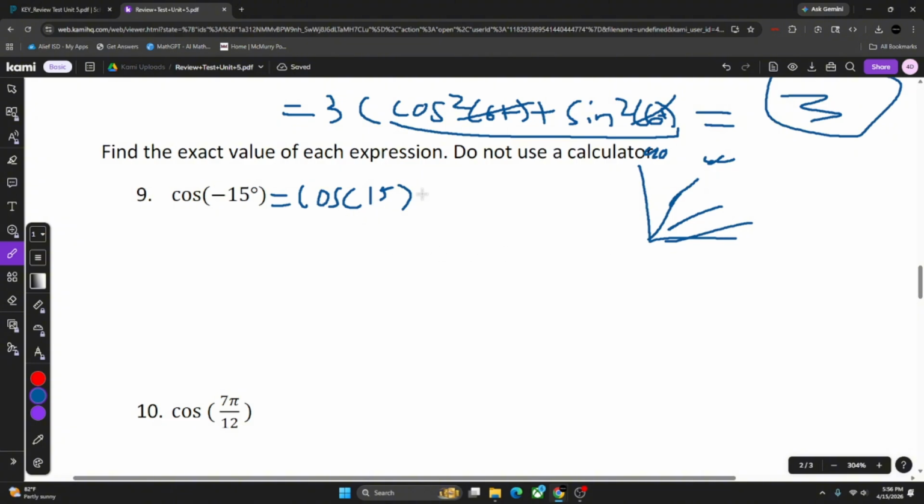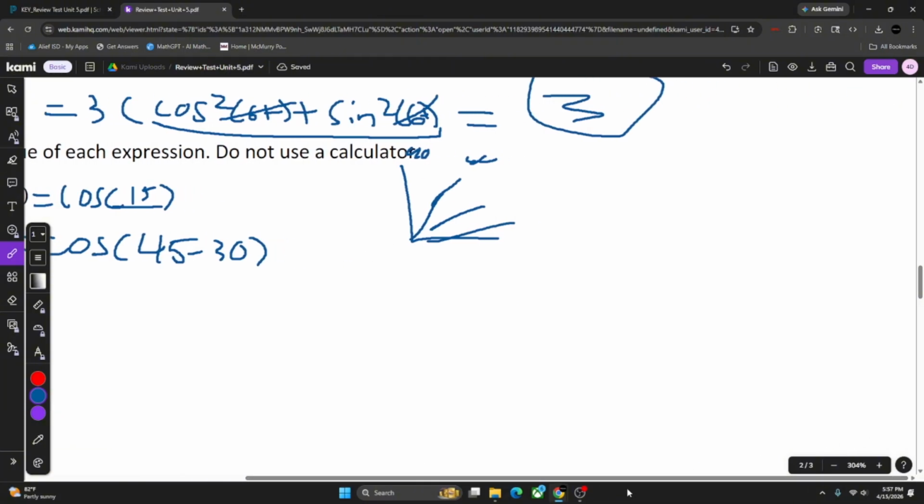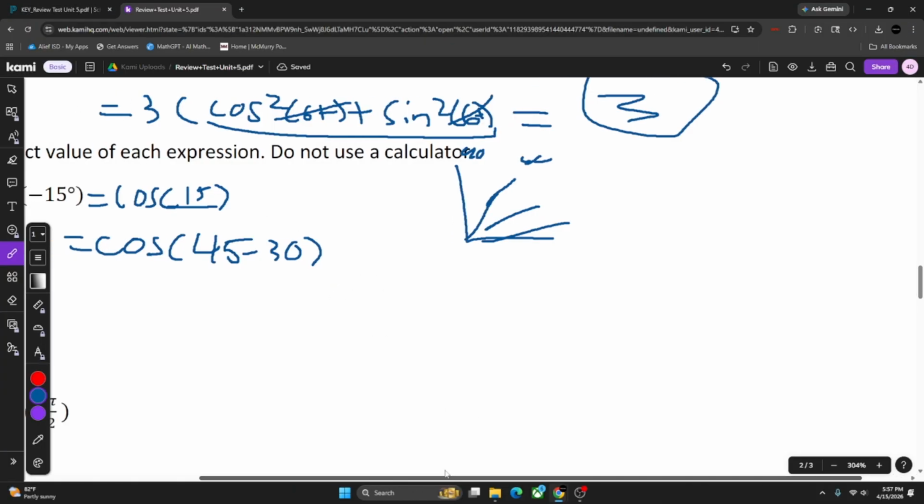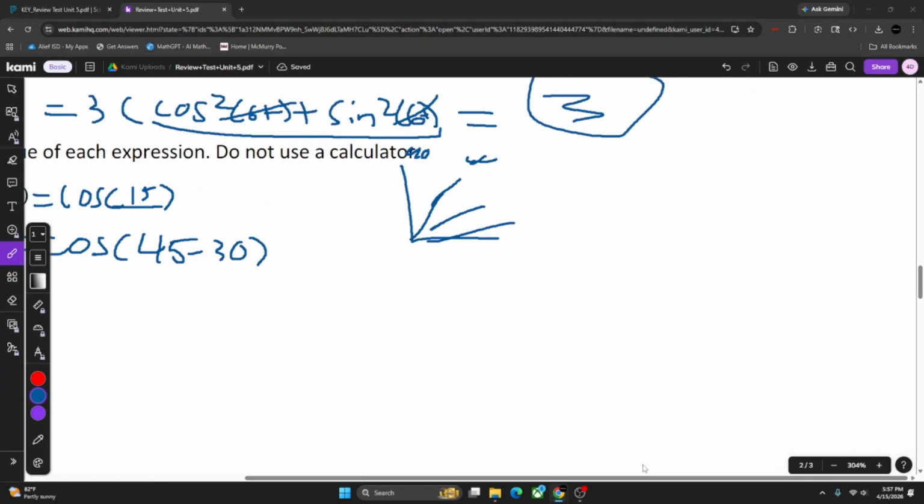What can we do to get 15? Since it's cosine, I'm just gonna write it: 45 minus 30 is equal to 15. And the reason why we do that is we have to use this formula. Let me write it down. What formula do we use? We know what formula to use because we look at this cosine, and then we see cosine right here, and then we look at this subtracting. So then we use this formula.